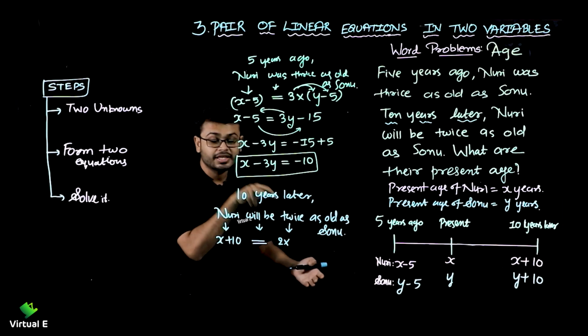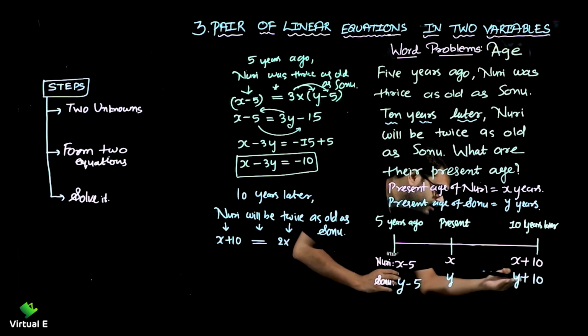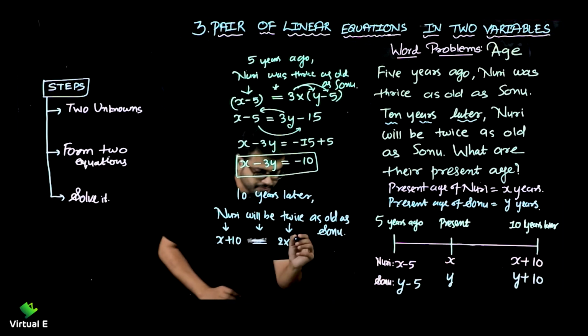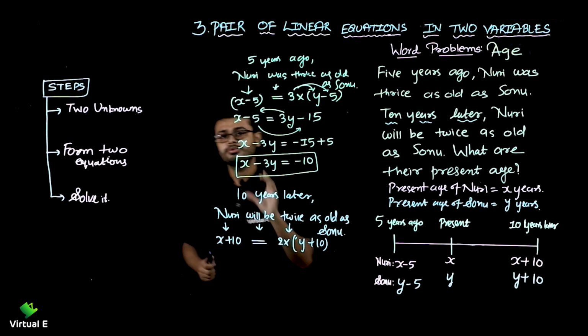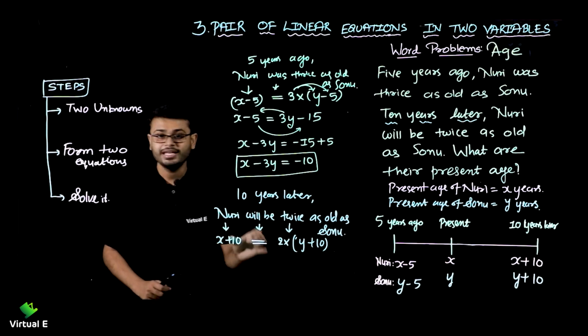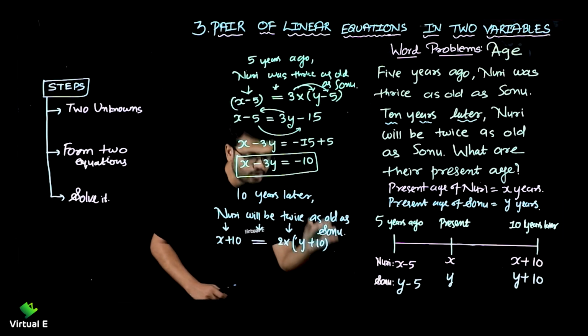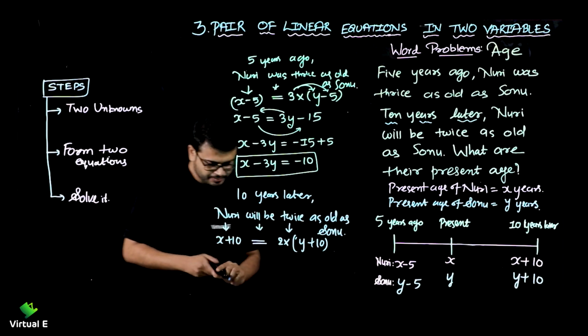Remember, Sonu's 3 ages are there. We are talking about the case of 10 years later. So Sonu's age 10 years later is y plus 10. So y plus 10. Remember how to convert this sentence into mathematical form, right? It is very easy if you write every value below it. Very simple to do. Don't get confused.